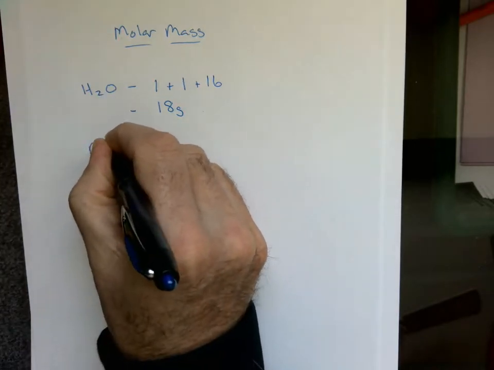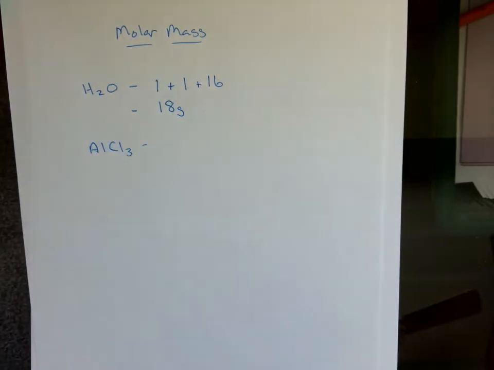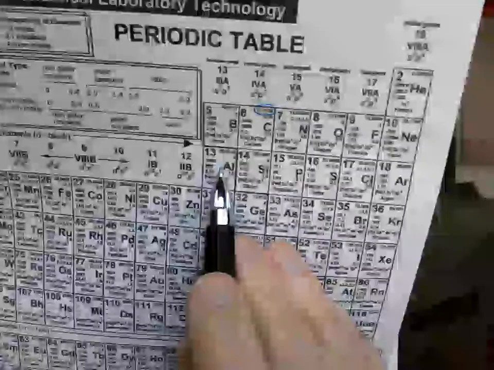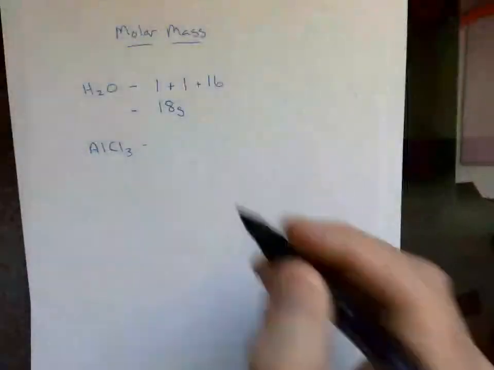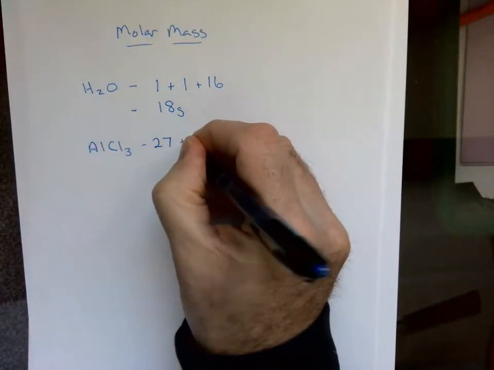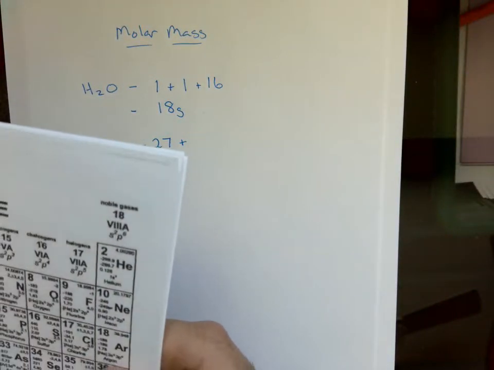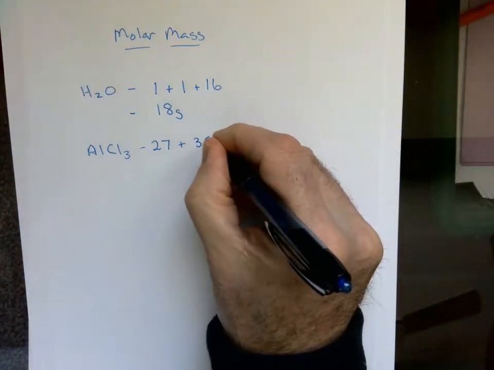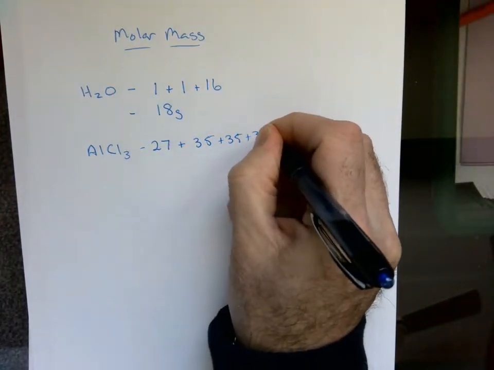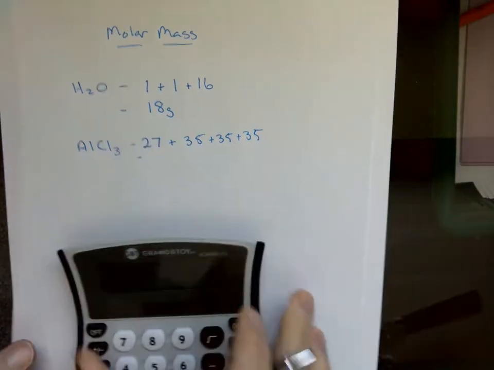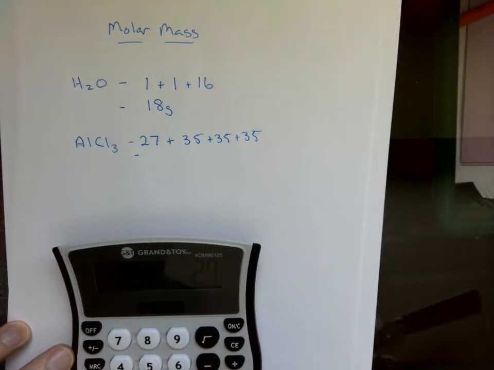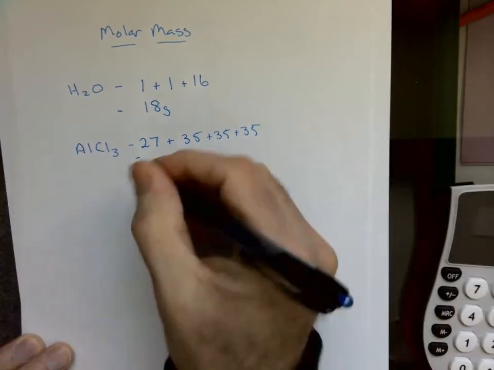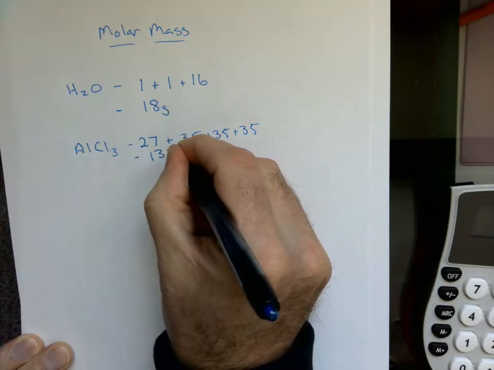Let's try 2 more. Let's do AlCl3. So we've got 1 aluminum, and aluminum says 26.9, so I'm going to round up to 27. And I have 3 chlorines. So the chlorines are 35.4 each. I'm going to call them 35. So 35 plus 35 plus 35. Okay, let's go 27 plus 35 plus 35 plus 35 equals, that is a mass of 132 grams.